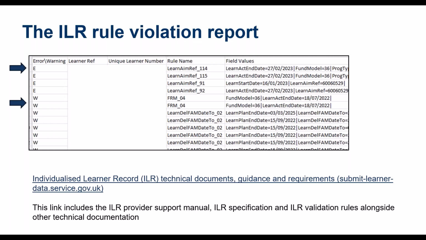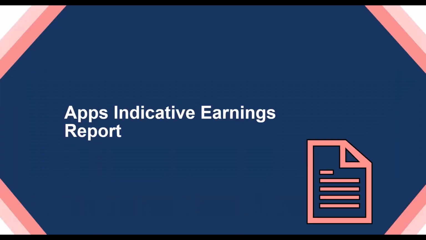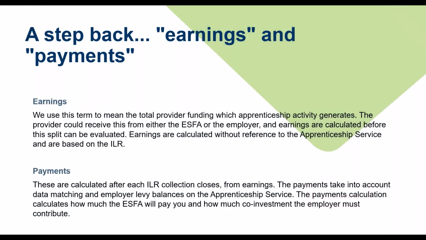So any learners with a W in column A will appear on the indicative earnings report, and earnings can be generated, but the report is advising you to check that the ILR for this learner is compliant with our rules. Okay, if we can move on, please. So we're now going to talk about the Apps Indicative Earnings report. And if we can move on again, please, thank you.